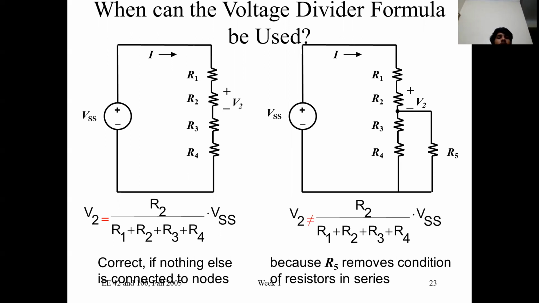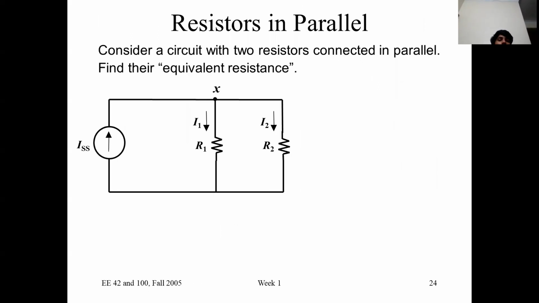In the diagram, you can see in the first diagram there are only 4 resistors and a single node connected to the voltage source. So the voltage V2 is equal to R2 over R1 plus R2 plus R3 plus R4, times VSS. And here V2 is not equal to R2 over R1 plus R2 plus R3 plus R4, times VSS, because R5 is present, so the resistors are not in series.